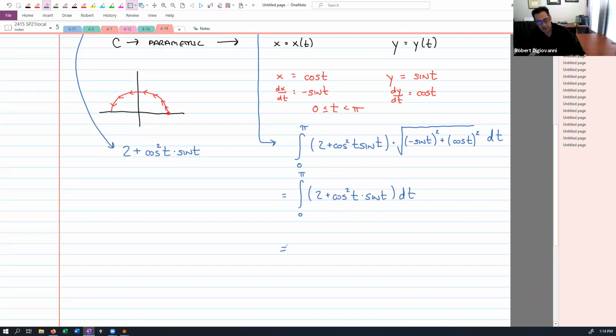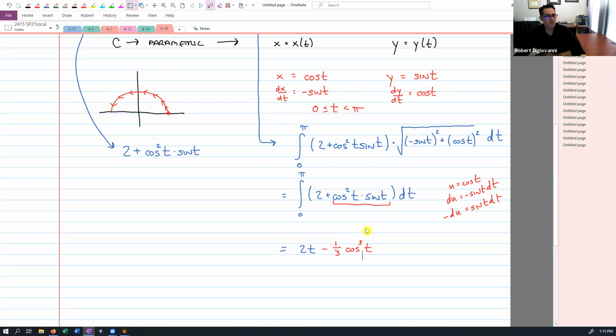And now we can integrate this with respect to t. And I can do these separately because I have addition. So the antiderivative of 2 with respect to t is 2t. And then when we take the antiderivative of this, it is a basic u substitution. You can let u be equal to cosine t. The derivative of that is negative sine t dt. So negative du is equal to sine t dt. So this should become negative 1/3 cosine cubed t.